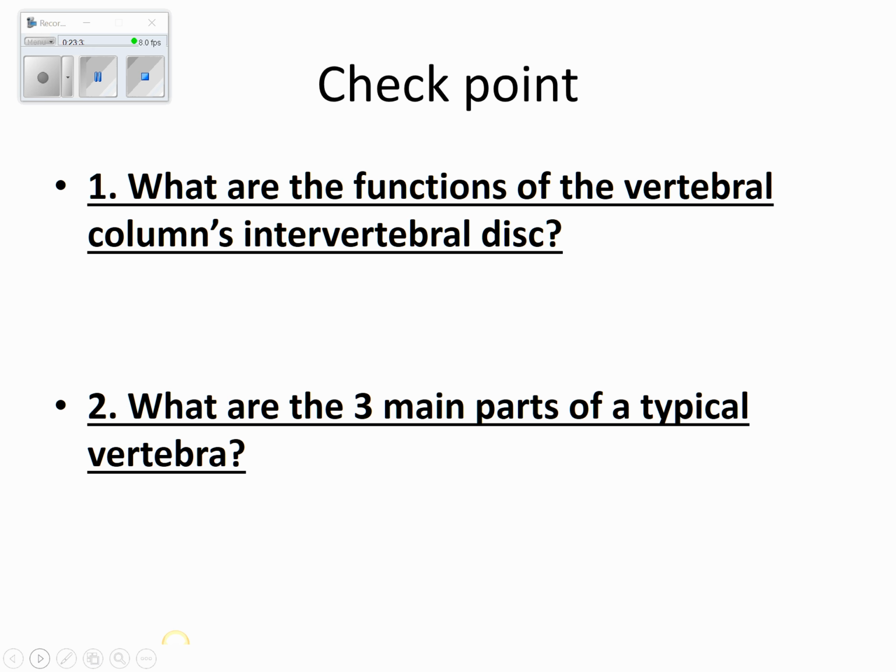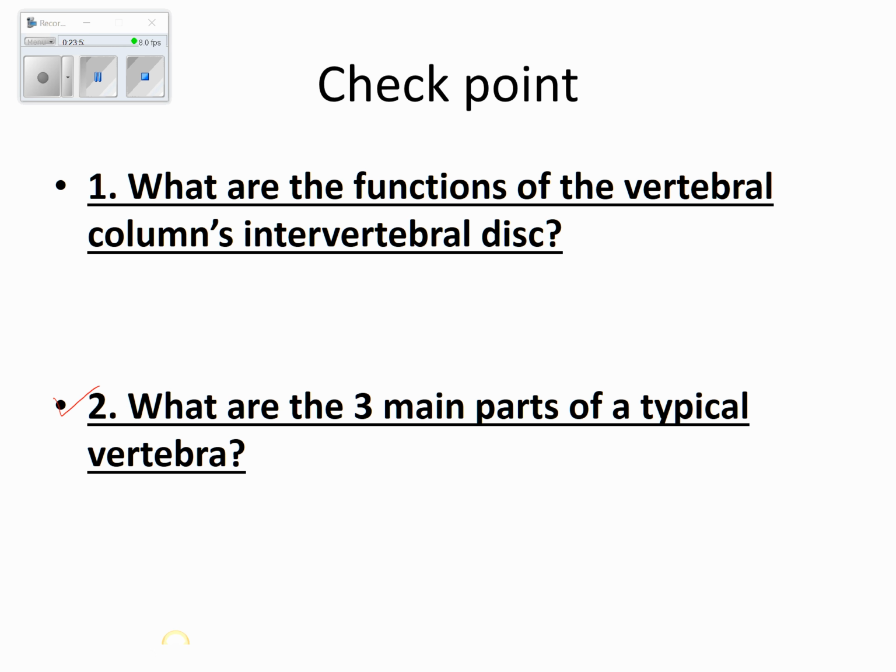Some checkpoint questions. If you want to pause this before I answer them, you can do that. What are the functions of the vertebral column's intervertebral discs? Remember, those discs are going to help form strong joints between the vertebrae to permit various movements of the vertebral column. Also, they help absorb vertebral shock.